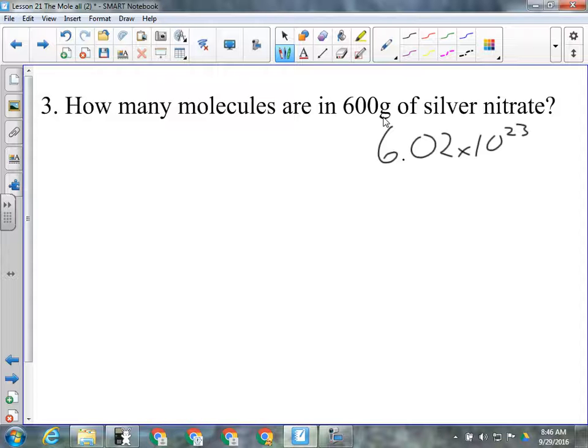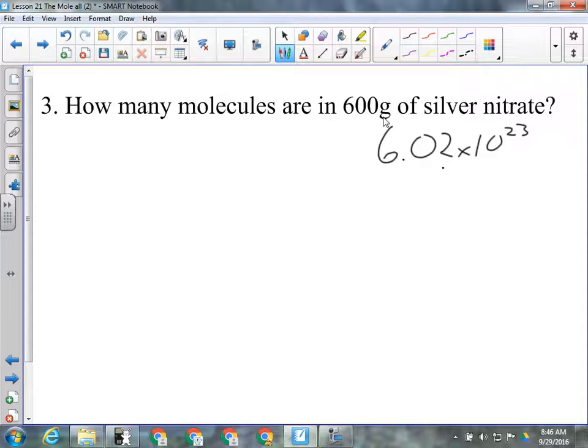Right, that is the number of particles in a mole. Doesn't matter what I'm dealing with. If it's water, it's that many molecules in a mole. If it's magnesium, it's that many atoms in a mole. It's just like a dozen. A dozen is always 12. It doesn't matter what I'm talking about. This is the number of particles in one mole. That's what Avogadro's number tells us.